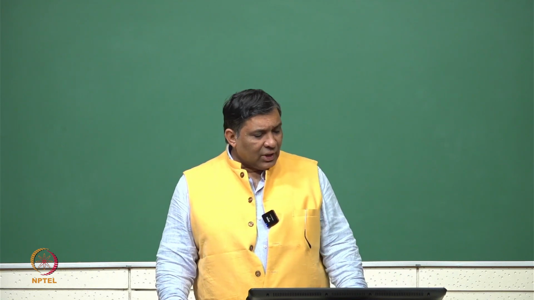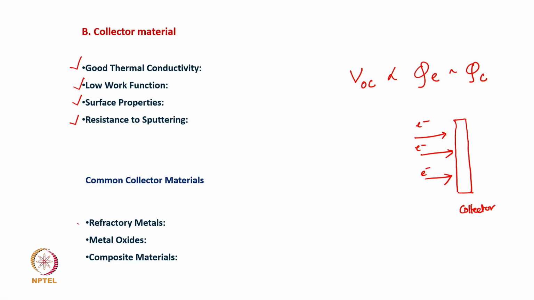So, what are the common collector materials? Again, the refractory metals are used as collector. You have to choose the proper refractory metal. One can have one metal as emitter, another metal as collector, and then one has to see what the work function difference is. And then again different metal oxides are used, and some composite materials are used for collector, okay.